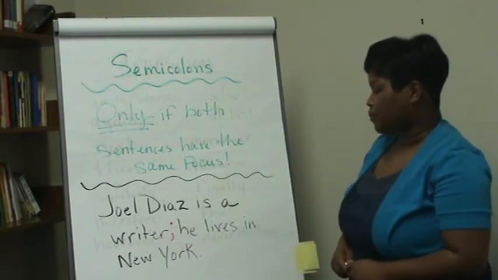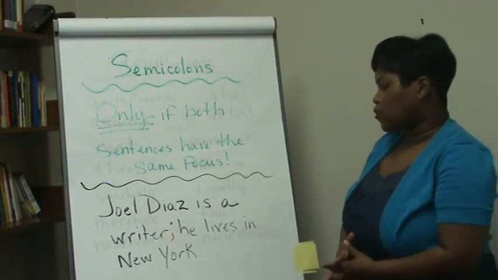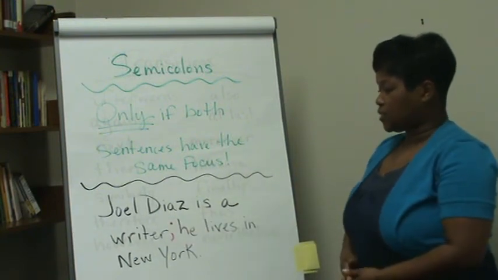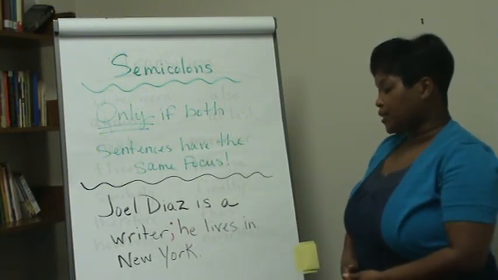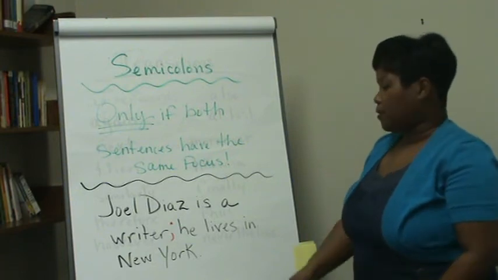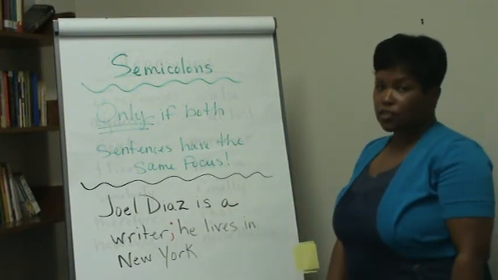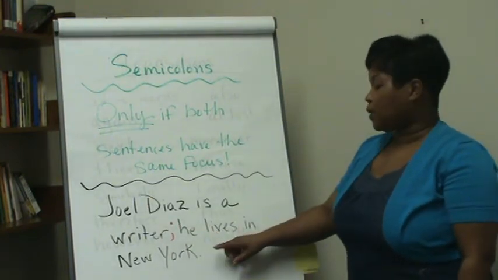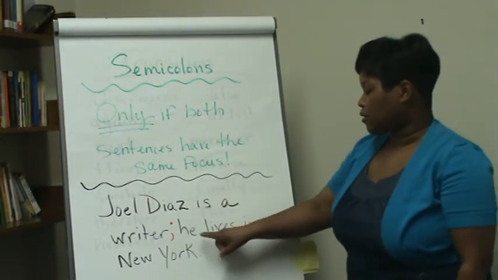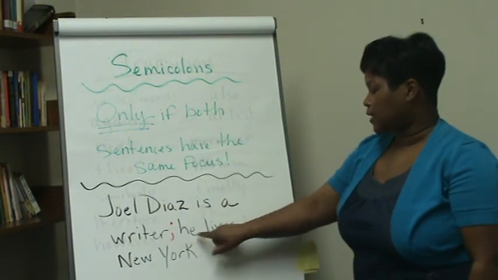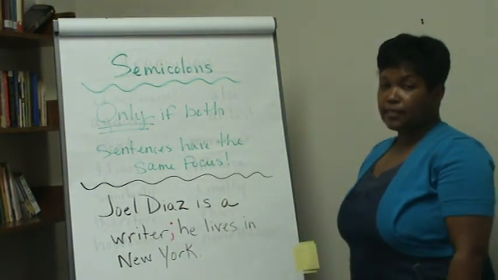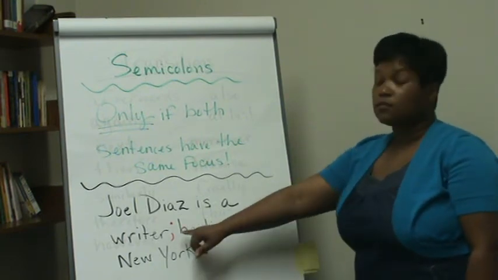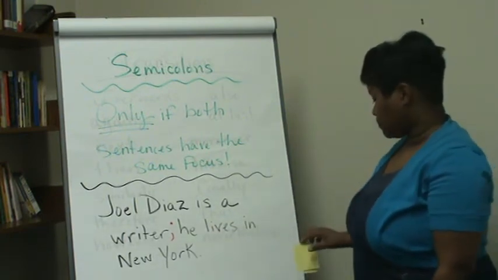So we have our example here. Joel Diaz is a writer. He lives in New York. If we didn't have that semicolon there, we would just have: Joel Diaz is a writer. He lives in New York. Standard run-on. But adding that semicolon acknowledges that we are discussing Joel Diaz and he lives in New York. So we have subject-verb combinations, Joel Diaz, he lives. So both are complete sentences. They're discussing the same thing or have the same patterning, so you can connect those using the semicolon, and that's no problem.